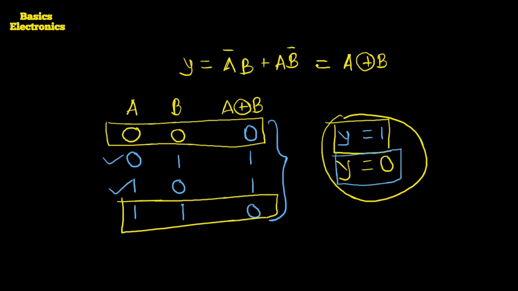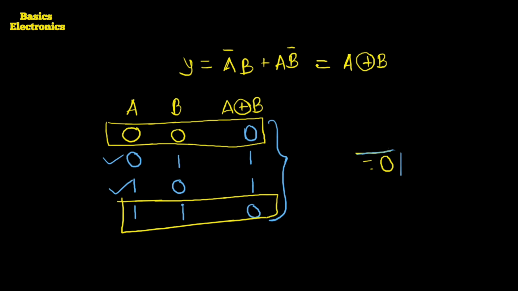But what if we have more than 2 input XOR gate? If more than 2 input XOR gates are there, then we have to use a different logical statement. Why? The reason is, if we have a 3 input XOR gate, then we cannot apply equal inputs, only different inputs can be applied. So that's why we have to use the other definition.